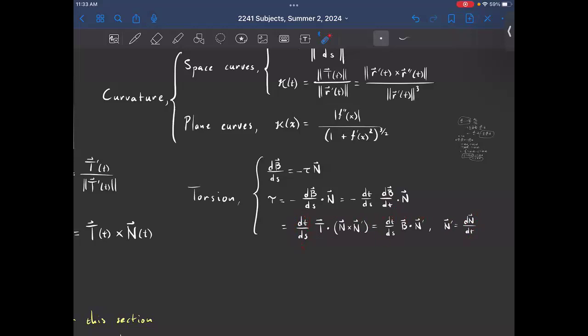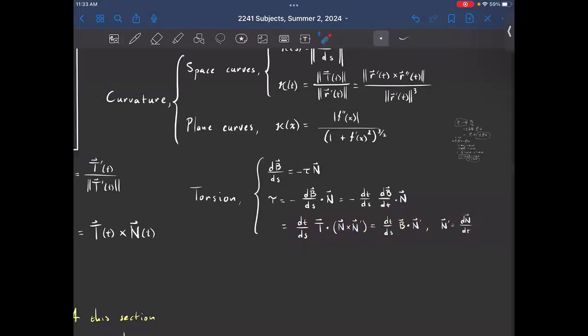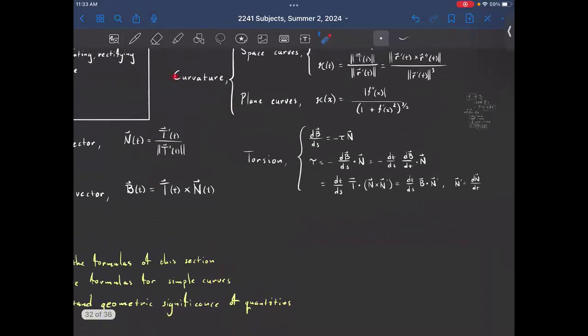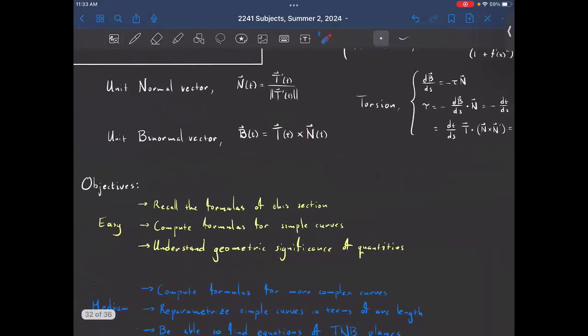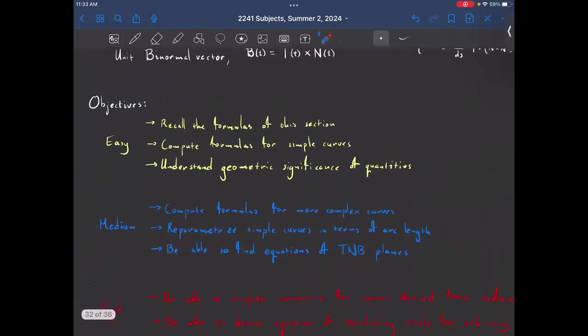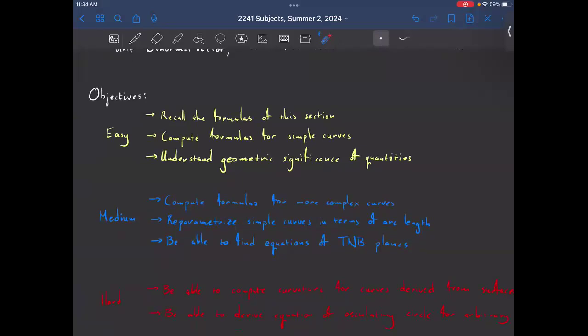And last but not least, we have a property of vectors that allows us to move the parentheses over to T and N at the cost of swapping the dot and the cross, which then gives us T cross N, and thus B right here, dot N prime. And so this is our final formula for torsion. Okay, so curvature and torsion are both measures of the twistiness of a curve in certain ways, and they'll be important for us later. And here are our objectives.